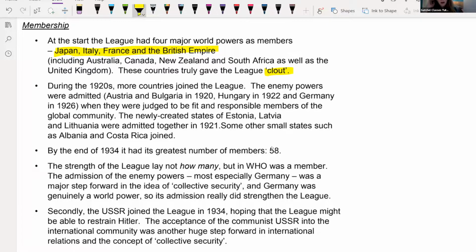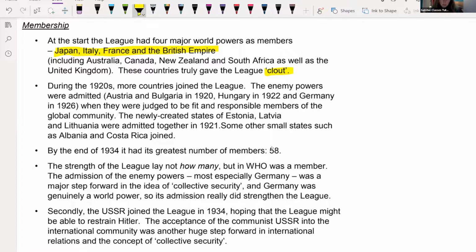It can also help different countries to solve disputes, and that's really important that it's got those 4 big powers behind it at the start, because if it only had, let's say, 1 or 2, other people might not join. So more countries joined the League in the 1920s. Remember, the USA doesn't join it in the 1920s.